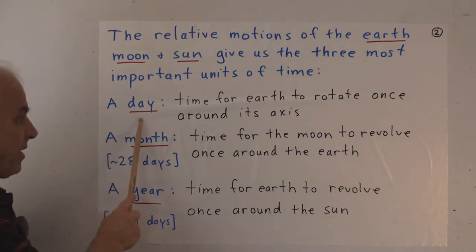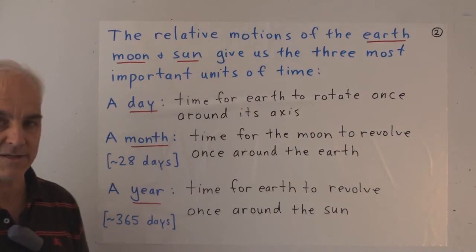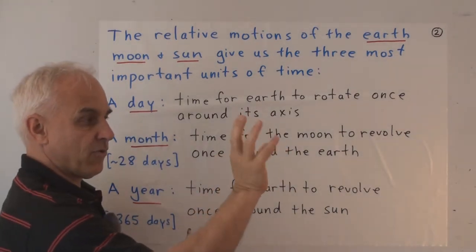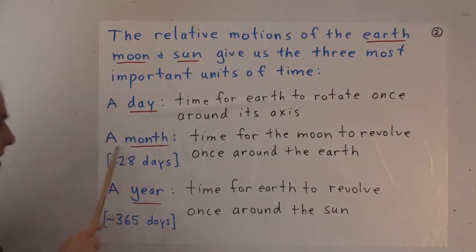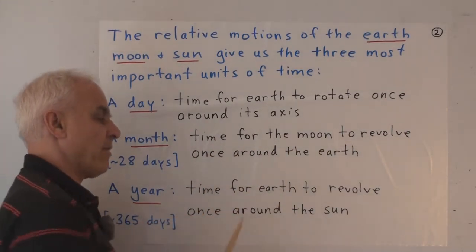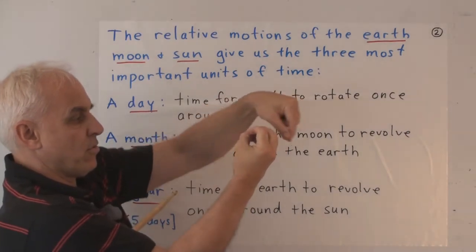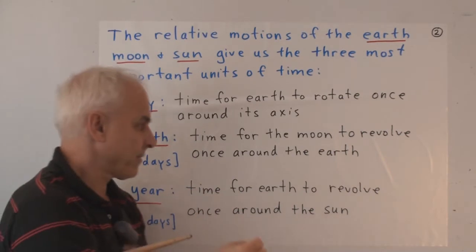First of all, a day. A day is the time for the Earth to rotate once around its axis. So the Earth is the ball, it's spinning around like this, and it goes around once in a day. A month is the time for the Moon to revolve once around the Earth. So there's the Earth, there's the Moon. The Moon goes around the Earth, and that's typically a month.